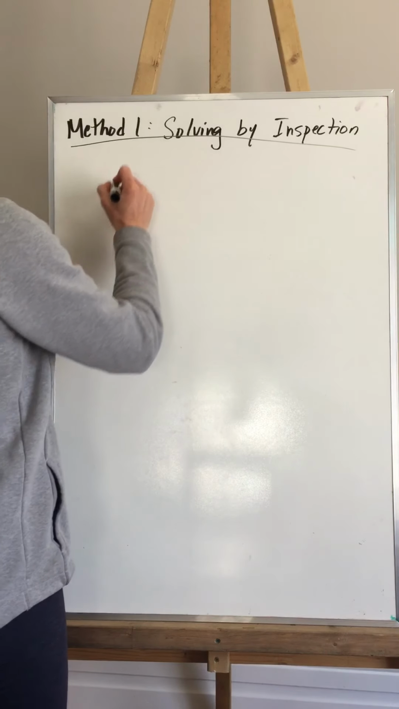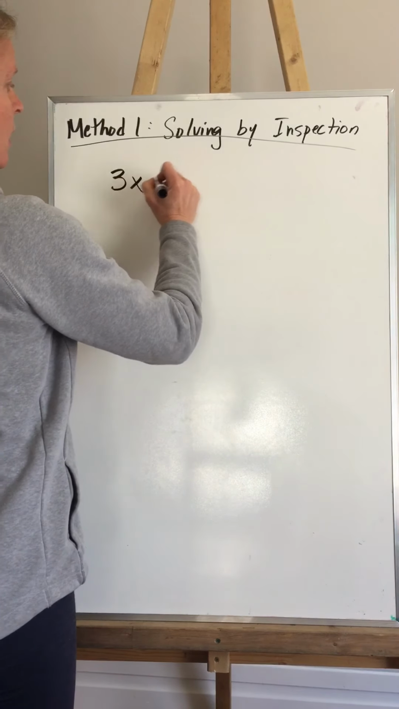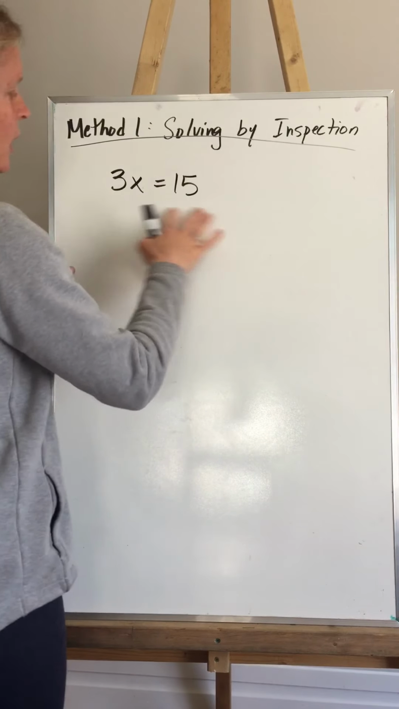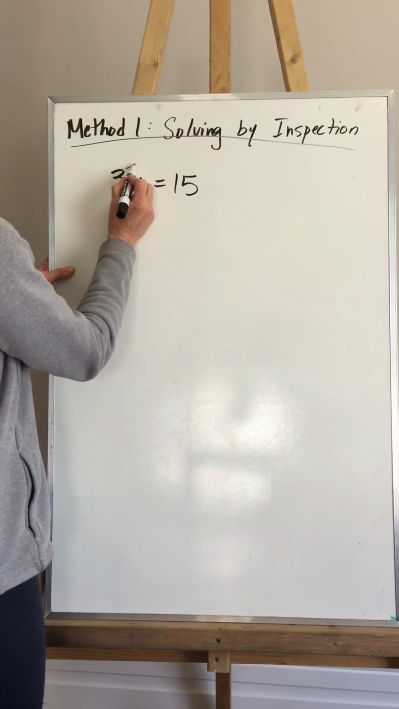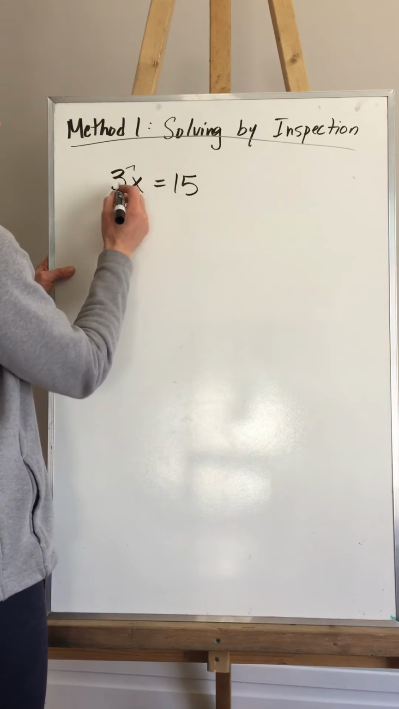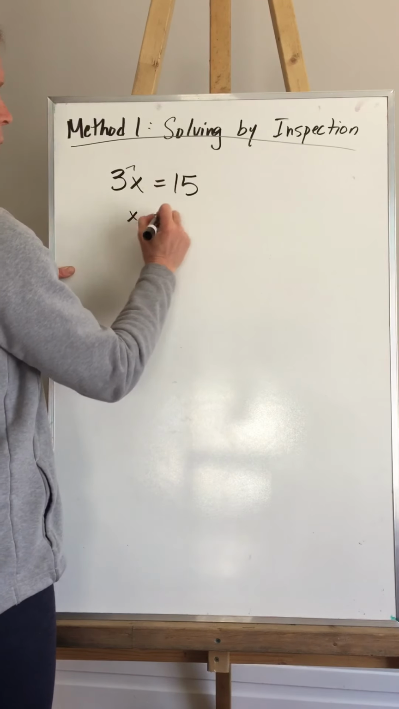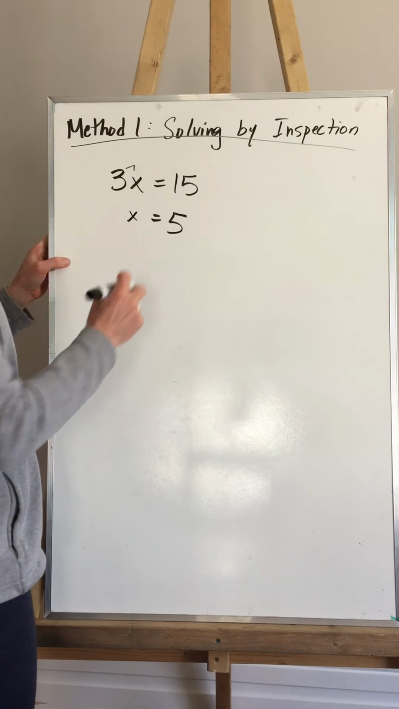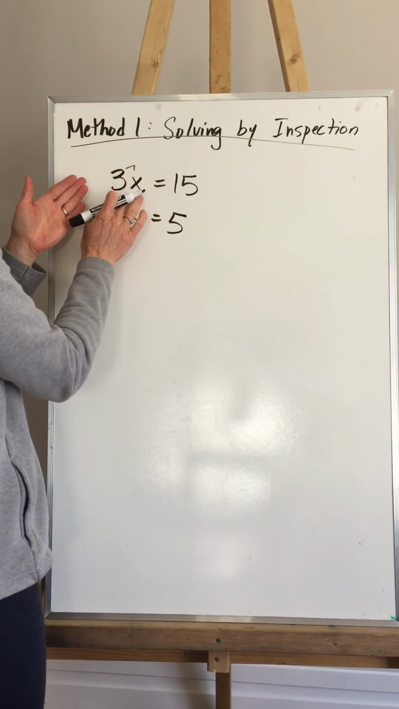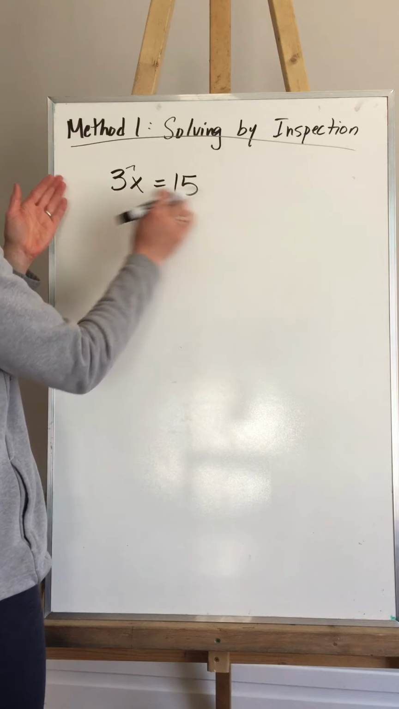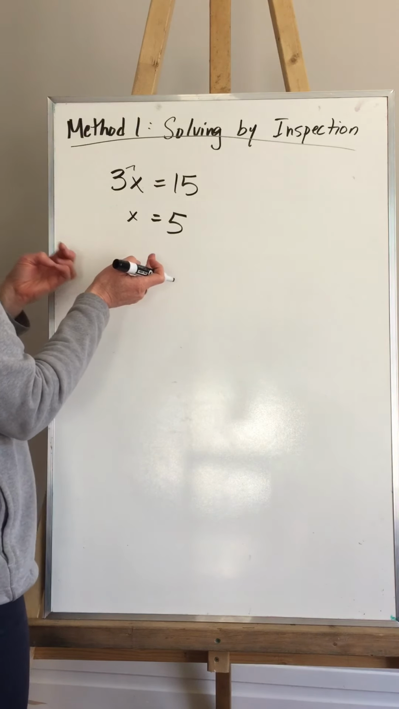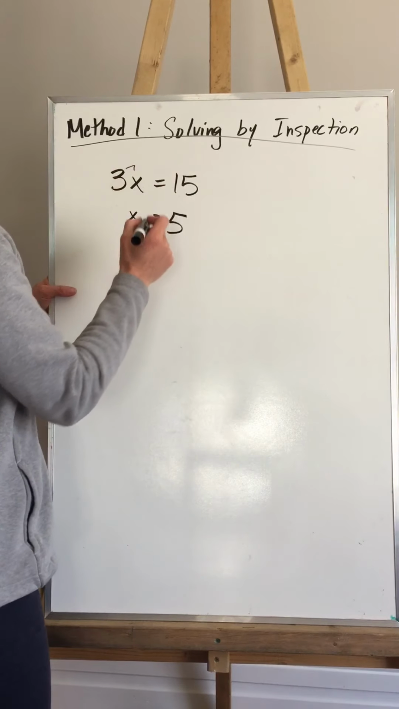So for example, let's say we have 3x equals 15. Solving by inspection is just looking at and saying, okay, 3 times what? So 3 times what gives you 15? X equals 5. Okay? So all you're doing is just saying, oh, I know that x has to be equal 5 because 3 times 5 is 15, and we can right away say that x equals 5. Okay? So that's solving by inspection.